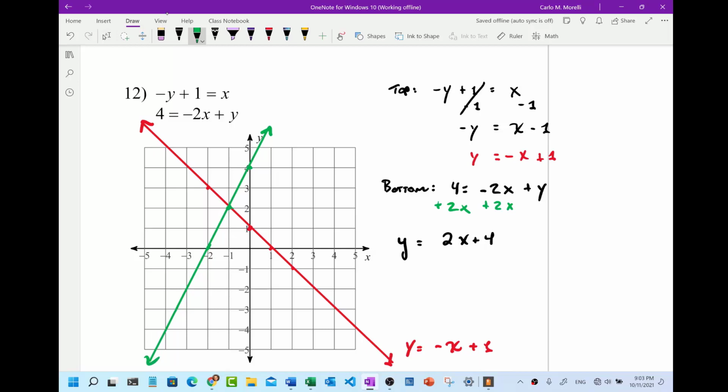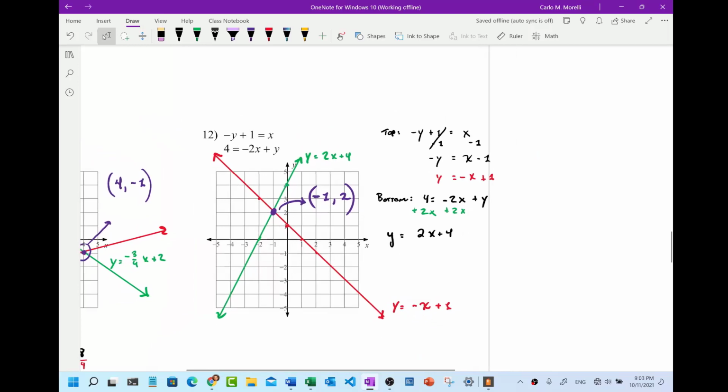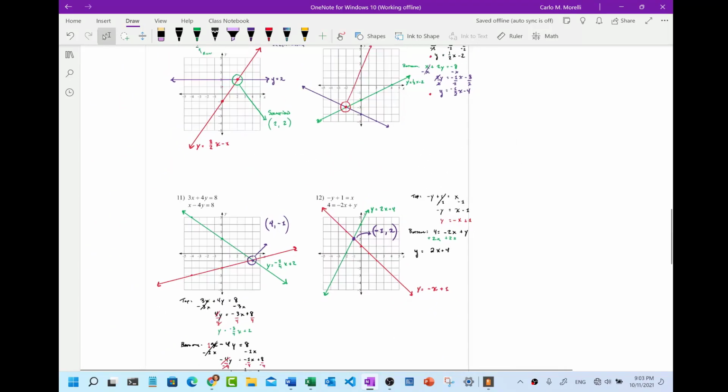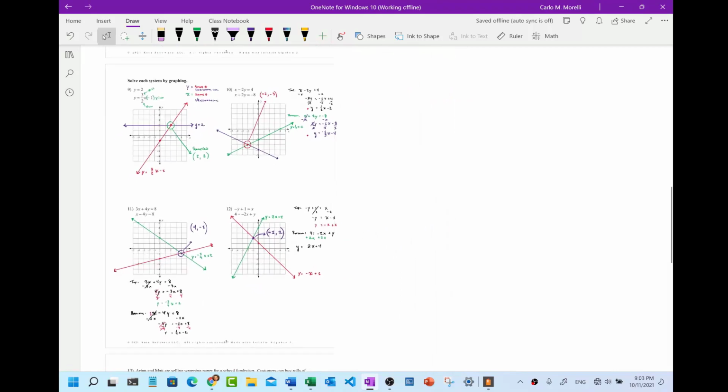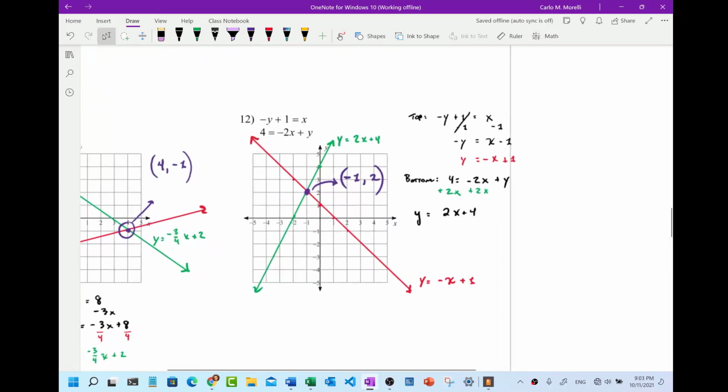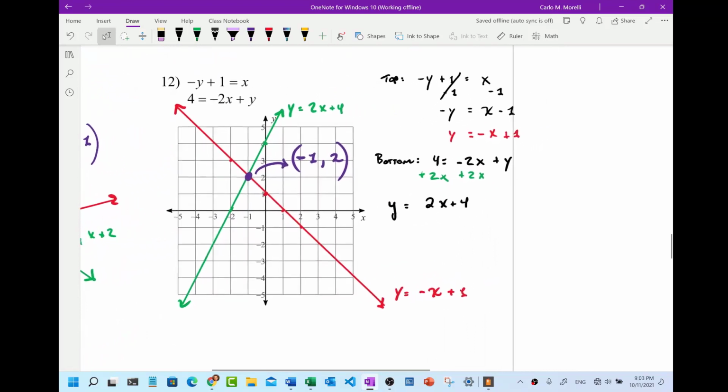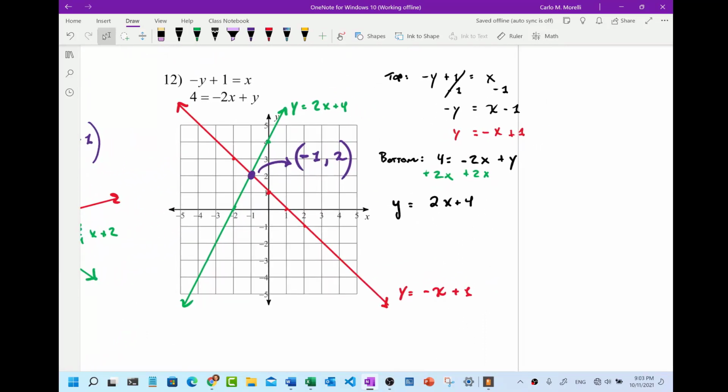And make sure you label that line y equals 2x plus 4. Okay? And so we've identified the solution to the system at the point of intersection of those two lines, which is actually right here. And that point of intersection is on the x is negative 1, and on the y it's 2, so it's negative 1 comma 2 as the solution to number 12. And that brings us to the conclusion of the graphing portion of the review. Very good job completing not only number 12, but the graphing portion of the review.